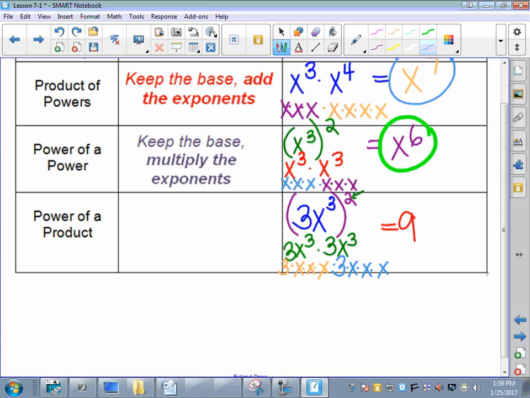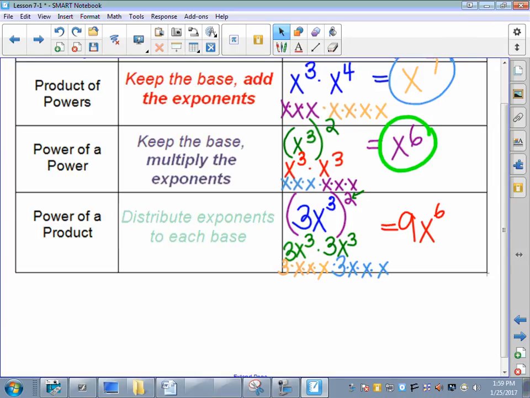How many x's do you get when you multiply them together? A simpler way to write it would be x to the what power? 6. So 9x to the 6th. I almost look at it as the distributive property. You're going to distribute the exponents to each base.